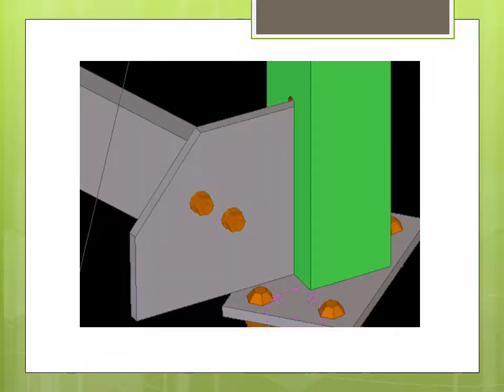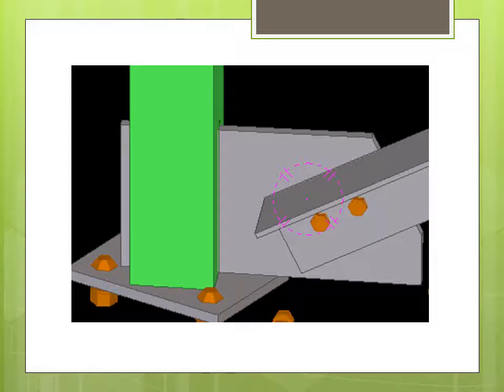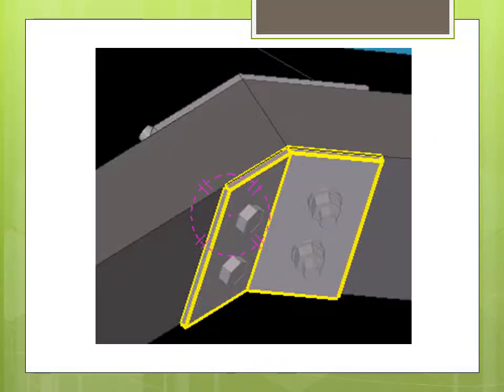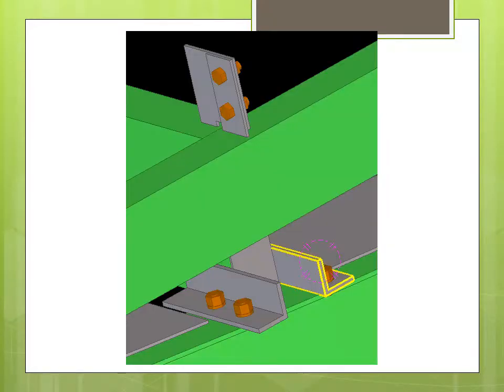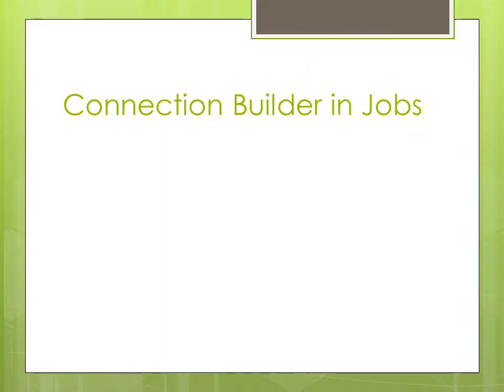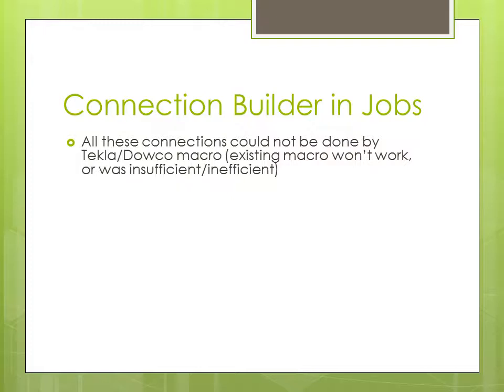The projects Connection Builder has been used on include the Carson Graham Secondary Replacement School, the Harman Retail Center, the Replacement Naval Hospital, the Intel FAB42 P013 Rivers, the Intel FAB42 P05A building, and the truck loading and bagging plant. All these connections could not be done by Tekla or Docker macros. The existing macros either won't work or were insufficient and inefficient.